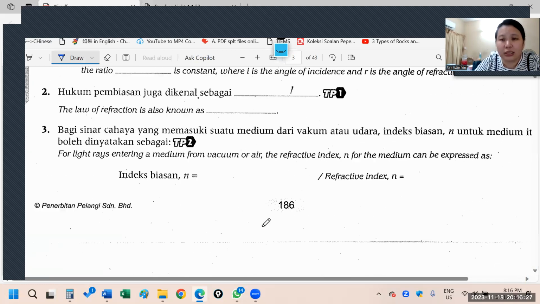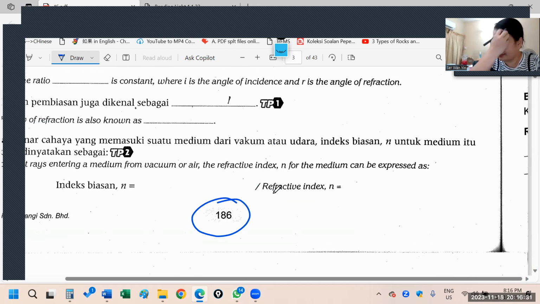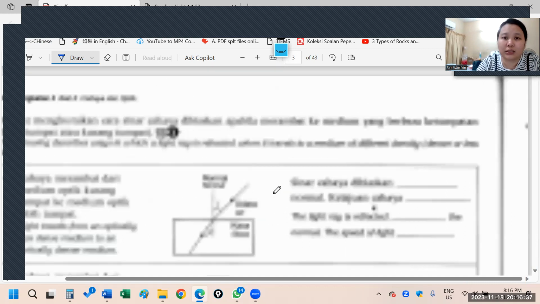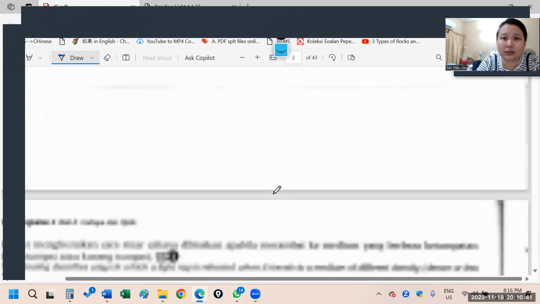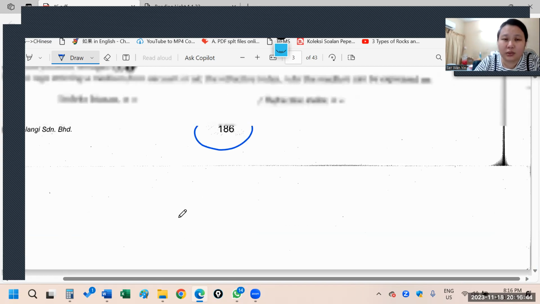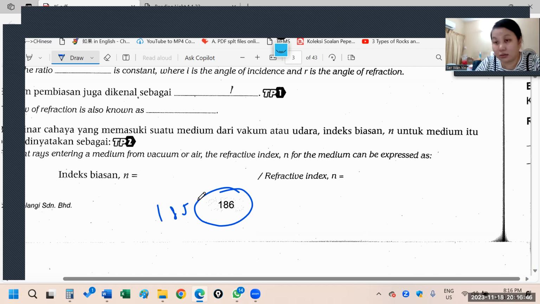Okay, so now continue. Now look at page 186. So, how much will it bend? So today your homework is 185, 186.